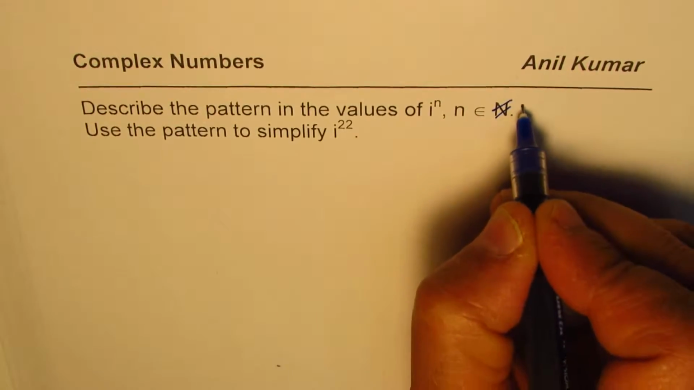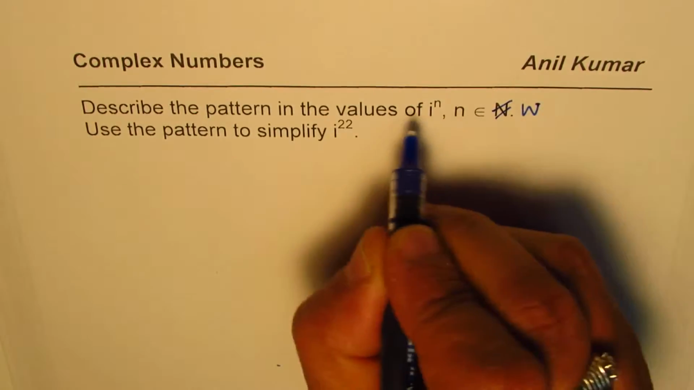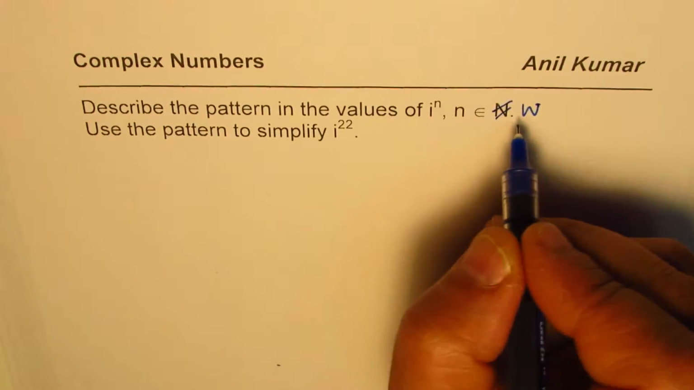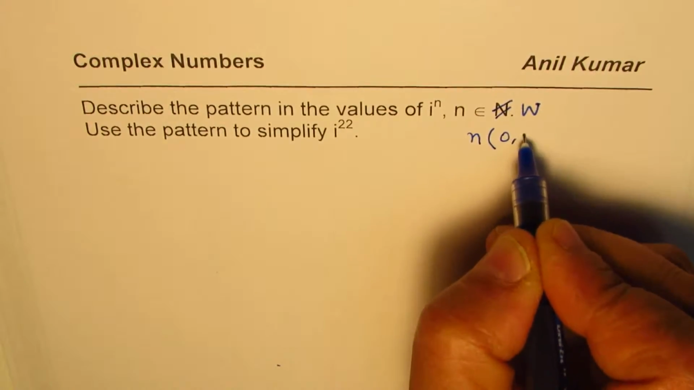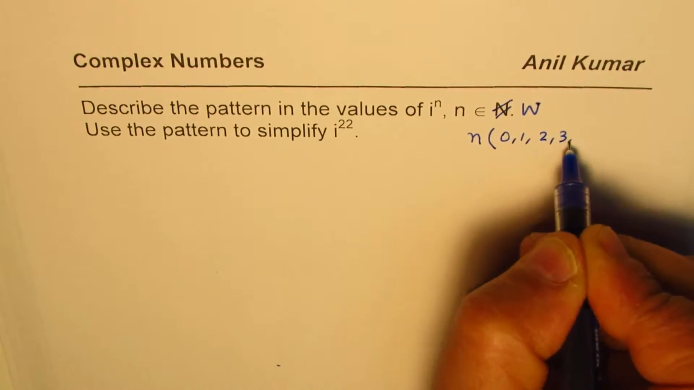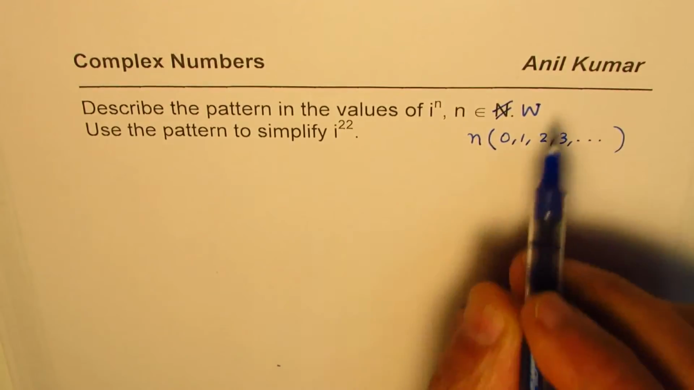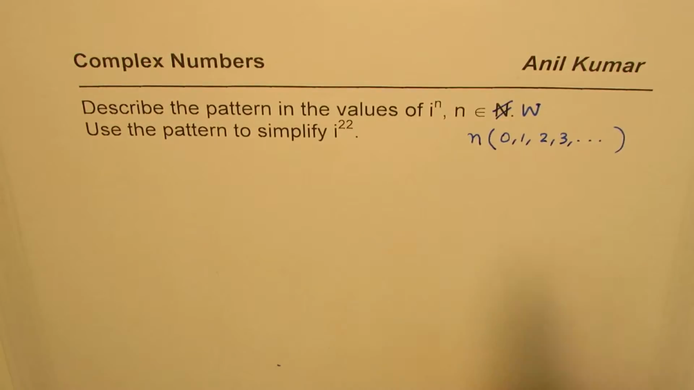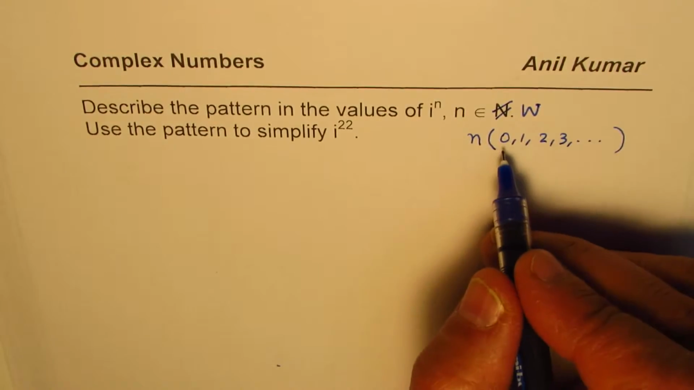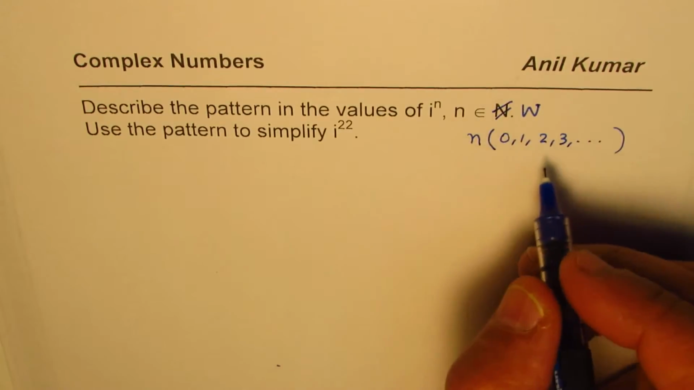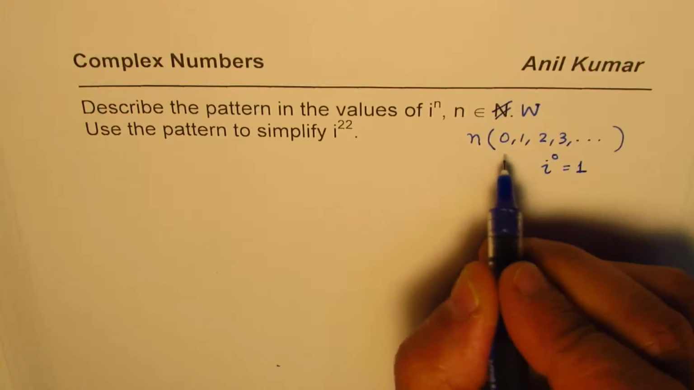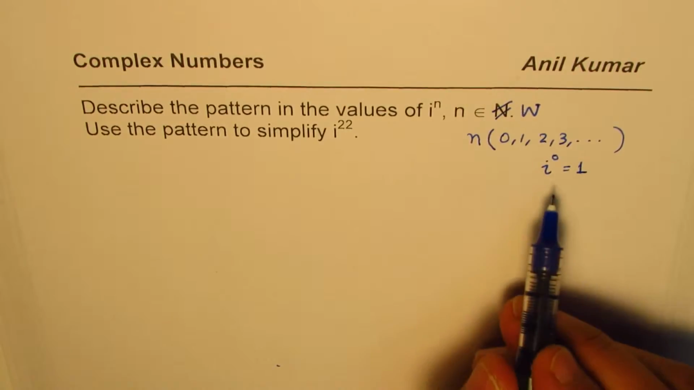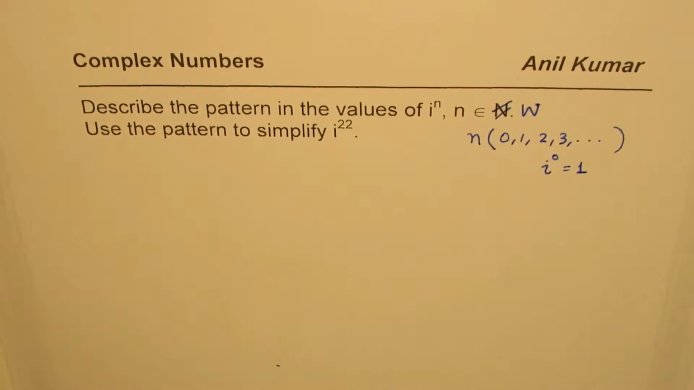Instead of natural numbers, I'll make it whole numbers since I want to include 0 also, right? So now the numbers are 0, 1, 2, 3 and so on, correct? That's a change because I can take this power as 0 also, and anything to the power of 0 is 1. So there's no harm in including 0. In fact, it should have been whole numbers here.